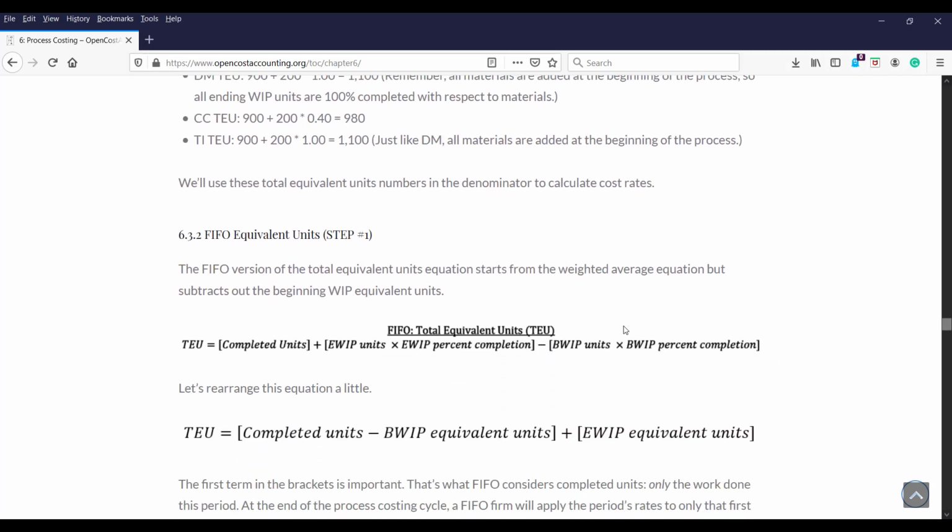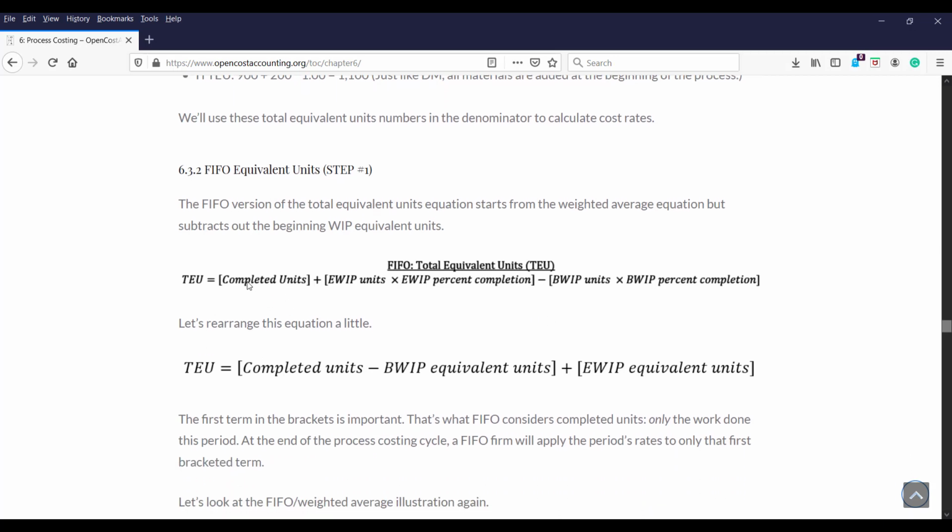And so under FIFO, we would say, you know what, we're going to take the costs of those beginning WIP units and we're going to move them directly to units completed at the end of this period. And so we shouldn't include the equivalent units that represent that cost in our denominator for the rate, because we're not going to include those costs in the rate for this period's work. So we actually back those out. And you can rearrange the equation to have this completed units and the beginning WIP equivalent unit back out right next to each other. So you can have them right here. So we have completed units less the beginning WIP equivalent units, plus the typical ending WIP equivalent units.